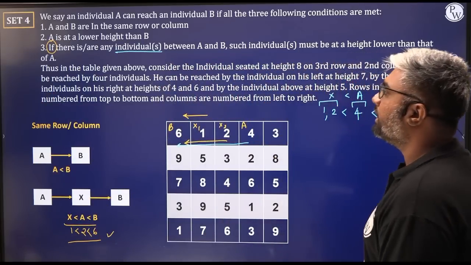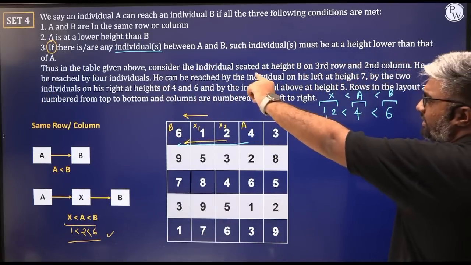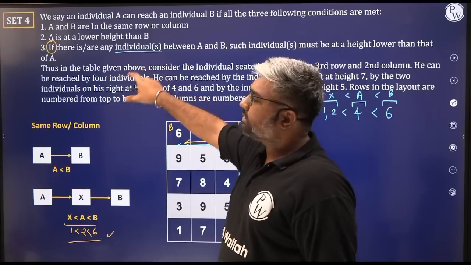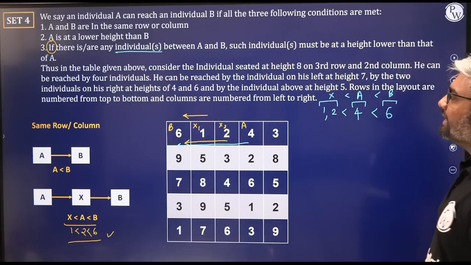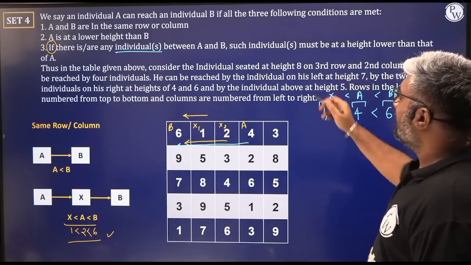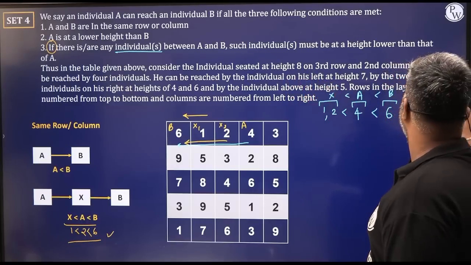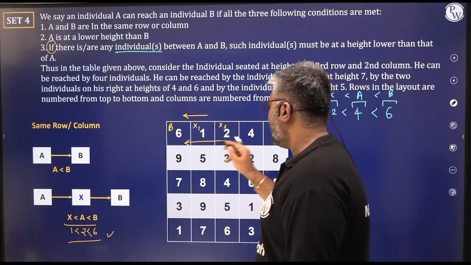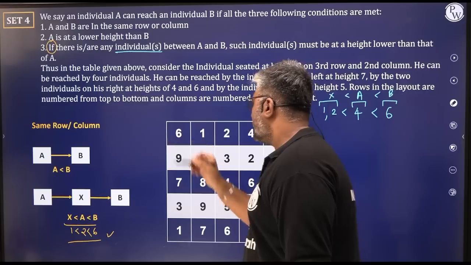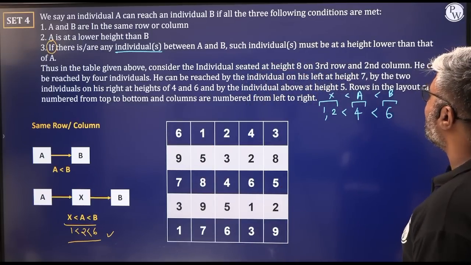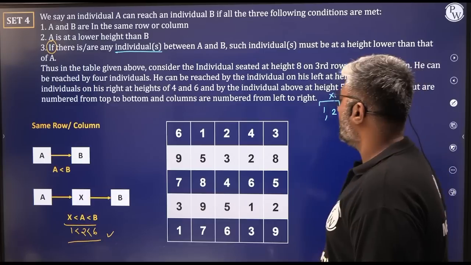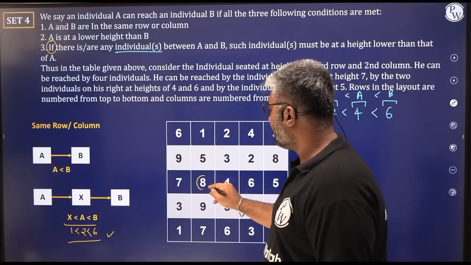So these 3 conditions, I'm going to keep it there with every question so that we know what is happening. Okay. Now in the other part here, they've given us an example. Thus in the table given above, in this case below, consider the individual seated at height 8 on the third row. So they are specifically talking about an example. एक बार देख लेते हैं so that we get what they're trying to say. Right. So they're talking about which one? Height 8 on the third row and second column. Second column, third row 8 ये है.